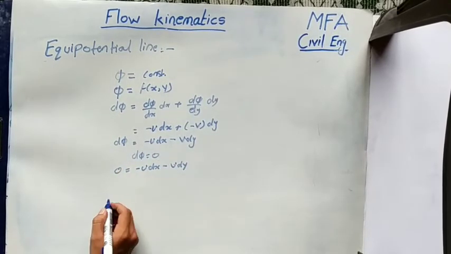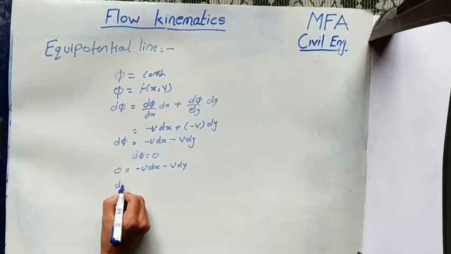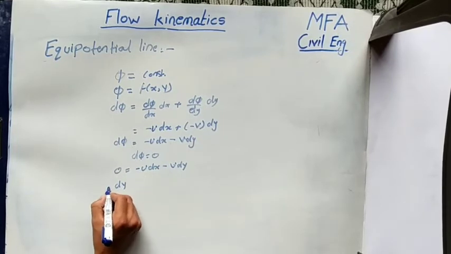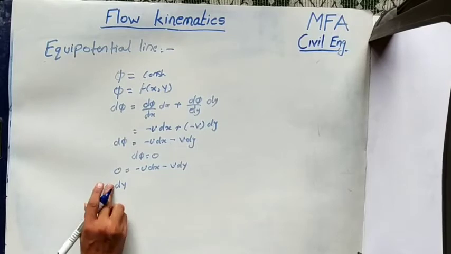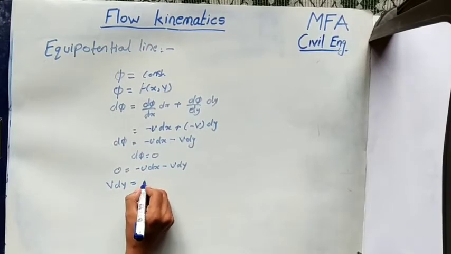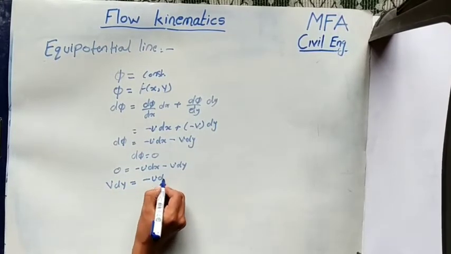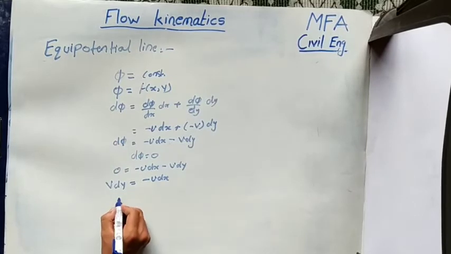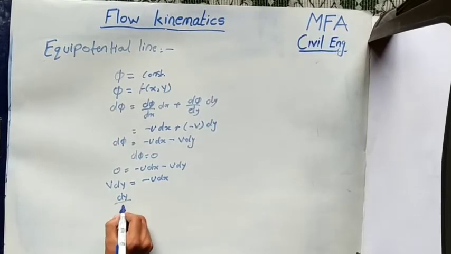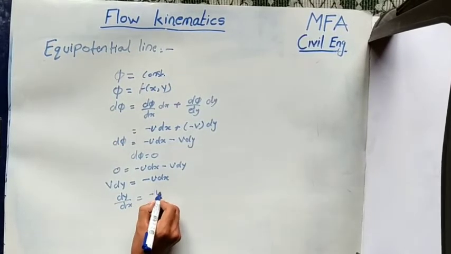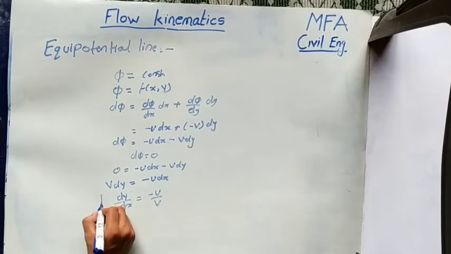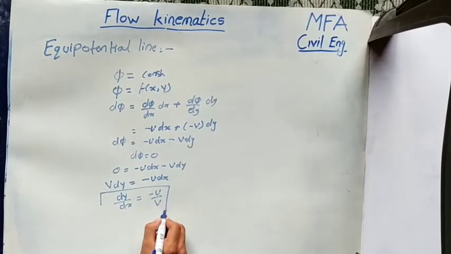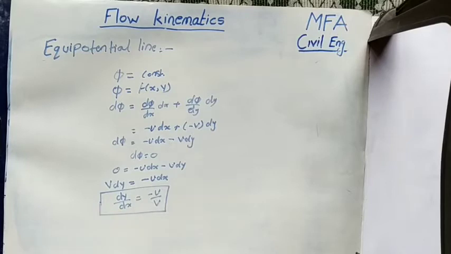Shift this to the other side of the equal sign. Now v into dy is equal to minus of u into dx. Now dy upon dx is equal to minus of u upon v. This is the slope of the equipotential line in a fluid flow system.